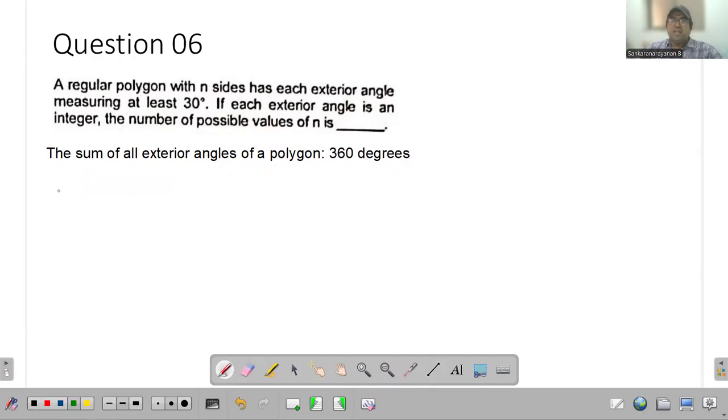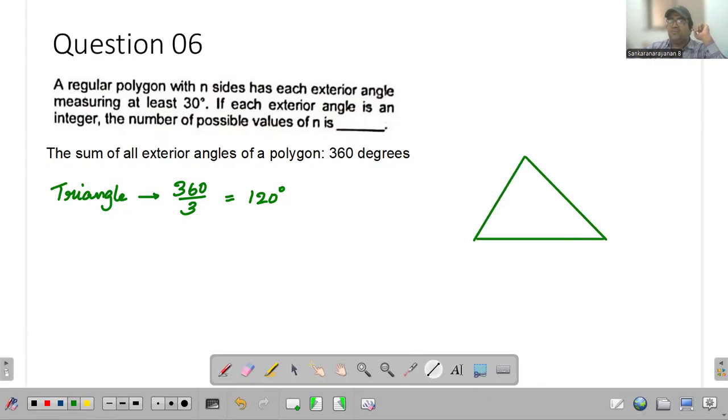So if I am considering a regular triangle, which means an equilateral triangle, the sum of all the exterior angles of that equilateral triangle will be 360 degrees. So the measure of an exterior angle corresponds to 360 divided by 3, and that comes to 120 degrees. You just take an equilateral triangle, you can see it is true. Each angle of an equilateral triangle measures 60 degrees, right?